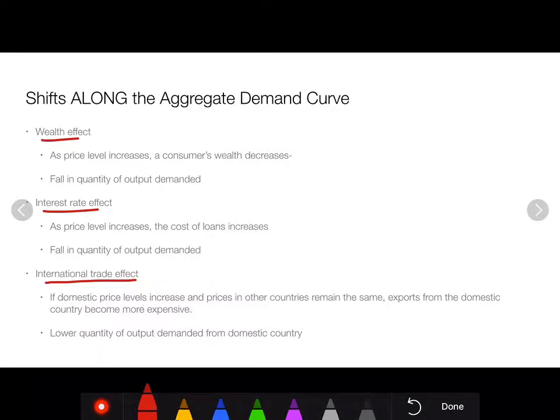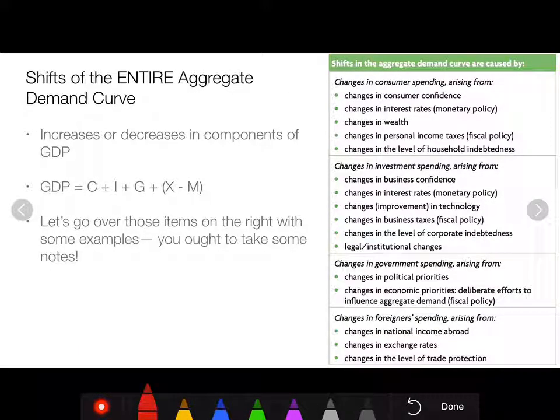It makes sense to write these down, but what you're going to see more of are shifts of the entire curve. Shifts of the entire curve are things that increase or decrease GDP, real GDP, as a whole. These things can be quantified as changes in consumer spending, changes in investment spending, changes in government spending, and changes in net exports and imports, or foreign spending.